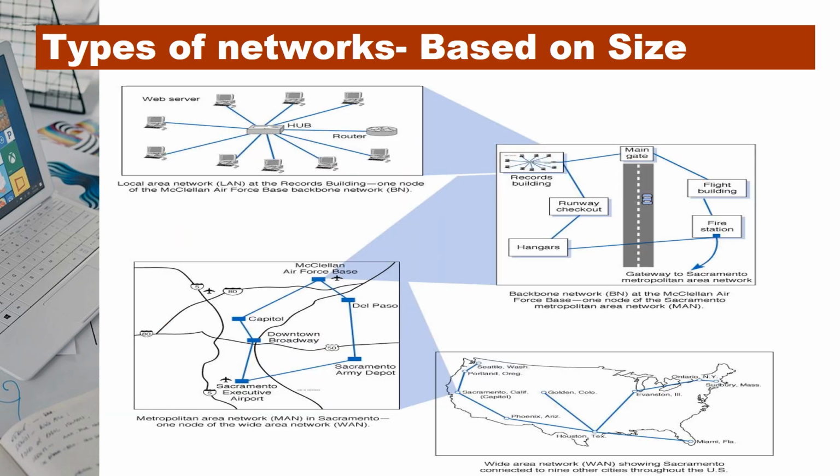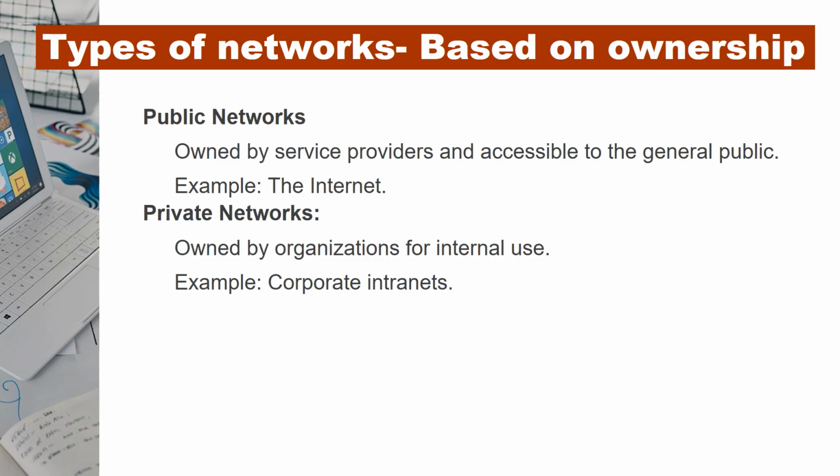This is the diagram that can show what we're talking about. Look at the first diagram, local area network, then the second diagram, metropolitan area network, then the backbone network, and the last one is the wide area network. So you can just look at the diagram so you see what I'm talking about.